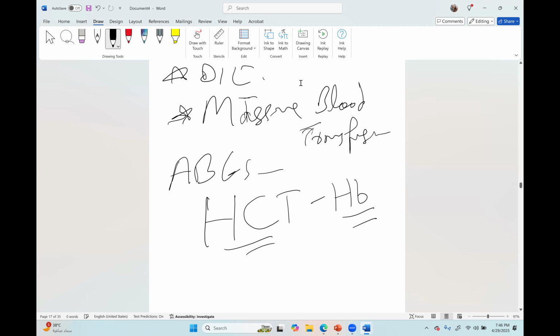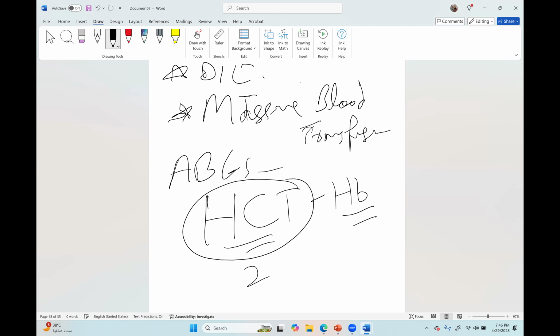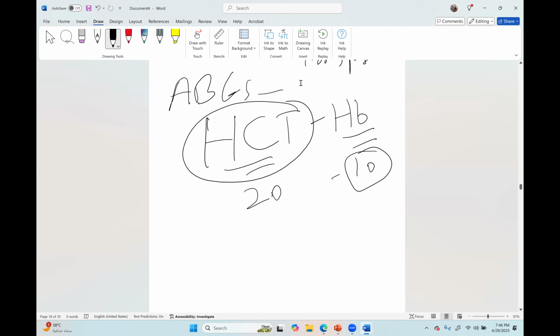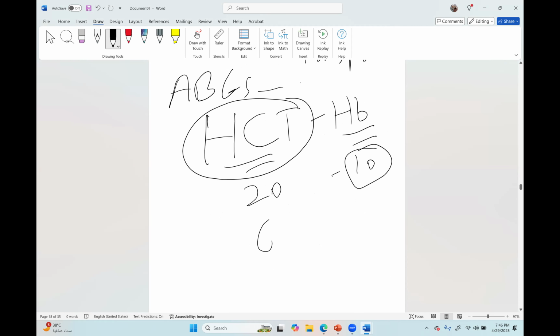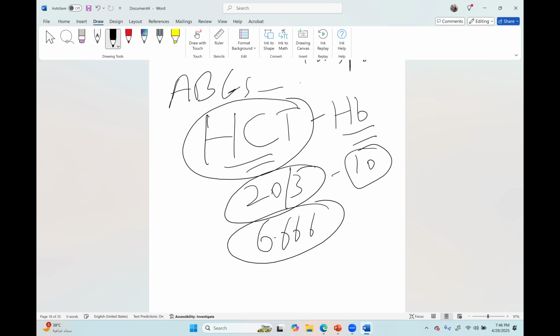Hematocrit. For example, if hematocrit is 20 and hemoglobin is 10, what is the corrected hemoglobin? 6.66. So 20 divided by 3. This is the actual hemoglobin. And this is called hemoconcentration or hemodilution.